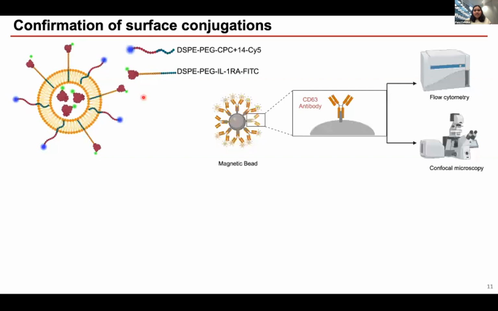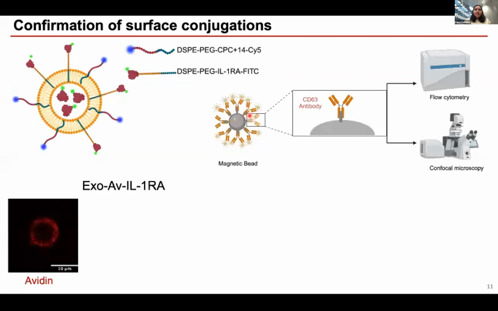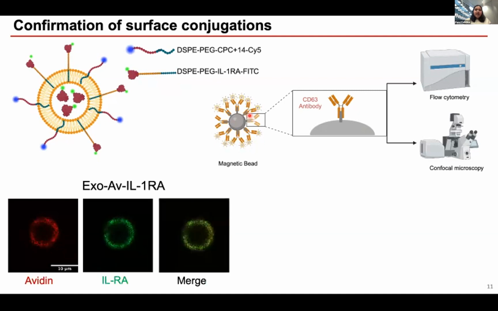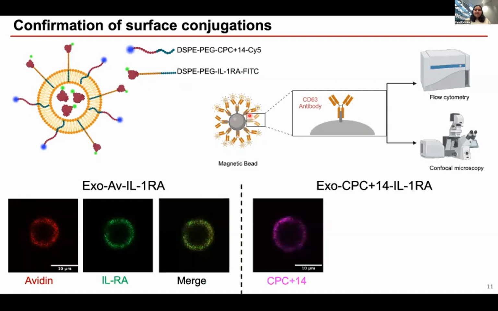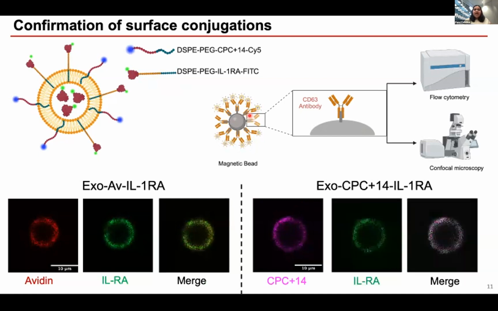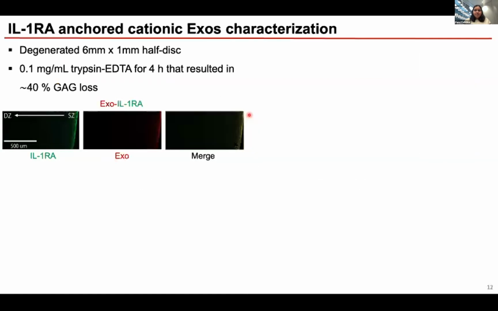We anchor our cationic exosomes on magnetic beads that are coated with the CD63 antibody to confirm the conjugations using flow cytometry and confocal microscopy. So the red fluorescence here confirms the presence of avidin, green confirms IL-1RA, and the overlap confirms the presence of both avidin and IL-1RA on the exosomes. Similarly, the magenta fluorescence confirms CPC+14, the green again confirms IL-1RA presence, and the overlap of these confirm that both CPC+14 and IL-1RA are present on the surface of the exosomes.